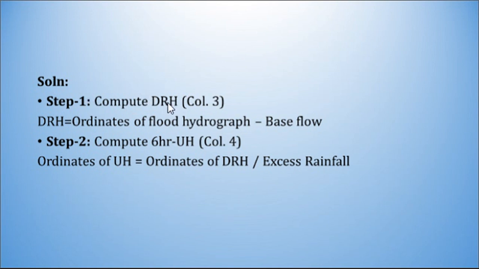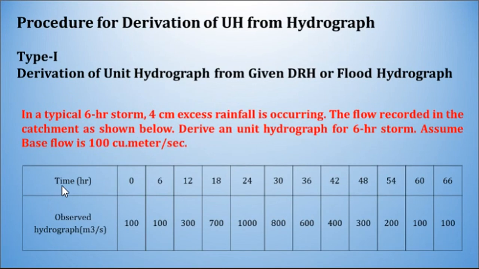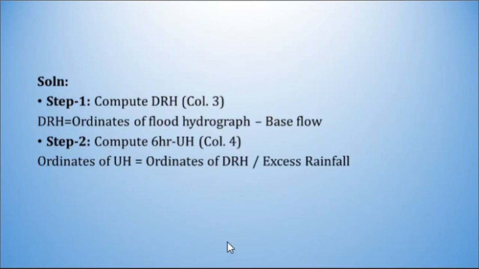So what is the first step? Compute the direct runoff hydrograph, DRH, ordinates of flood hydrograph. DRH is equal to ordinates of flood hydrograph minus base flow. Base flow is given as 100 cubic meter per second, so you will have to subtract this flow from the values of the hydrograph.